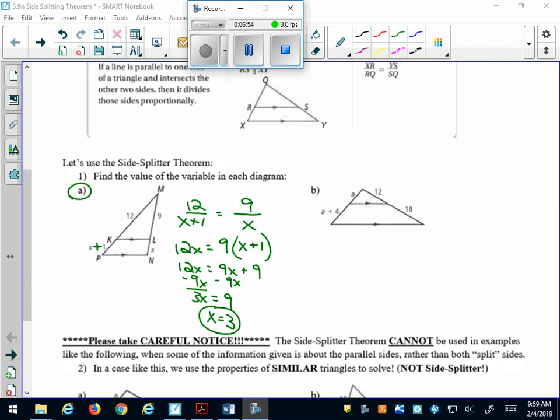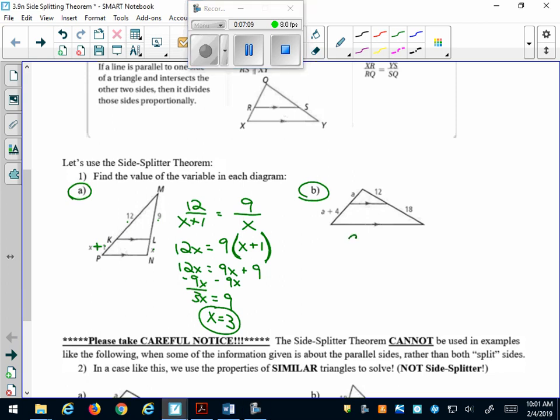So 12 over x plus 1 equals 9 over x. Top over bottom equals top over bottom. Don't forget to distribute. Solve for x. We get x is 3. Okay, you guys try b on your own.